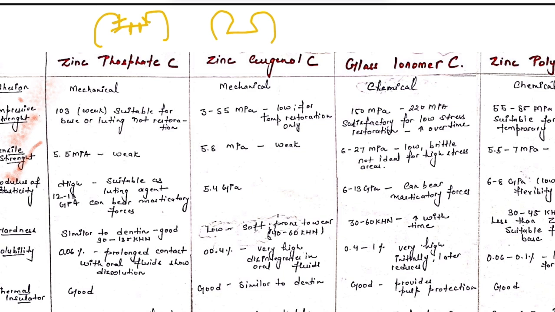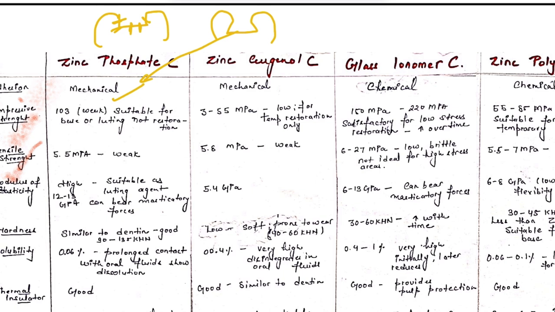So zinc phosphate has mechanical retention. Okay, it does not react with your tooth structure. So that is actually a disadvantage, because if your cavity does not have any retentive features, it will dislodge. Okay, it won't stay there. So the adhesion is mechanical.